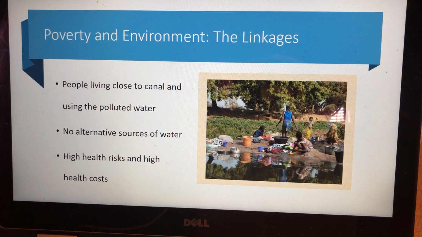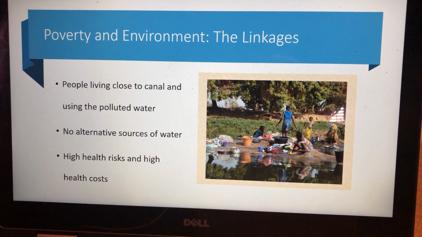They don't have an alternative source of water, because if they had, they would use that. But with that connection, you would see that the use of the water and polluting the water would, in the end, pose an environmental risk and a high cost to health, right? So can we address environmental degradation without addressing poverty issues?